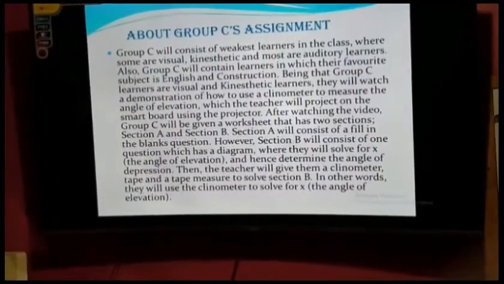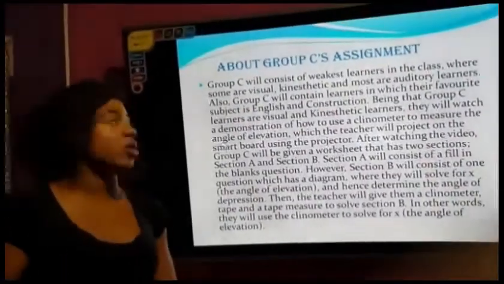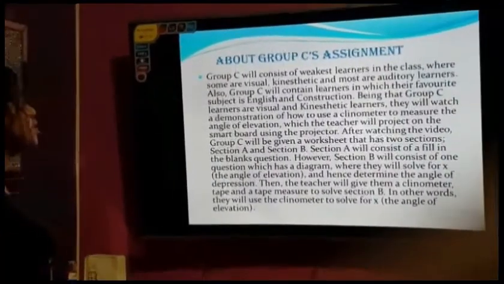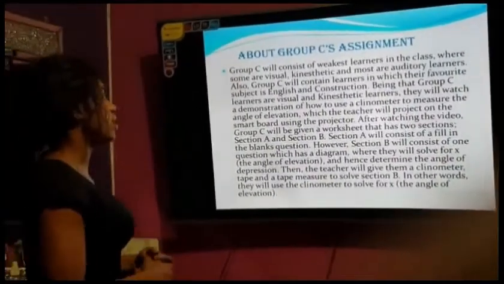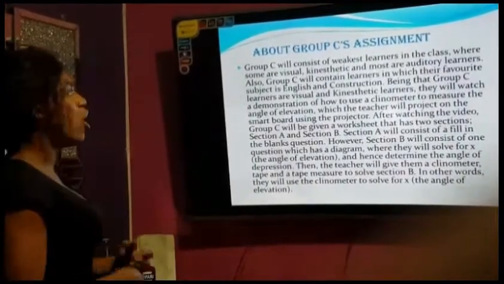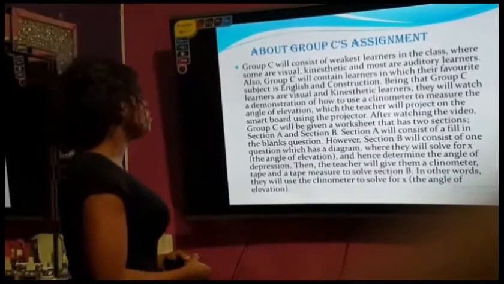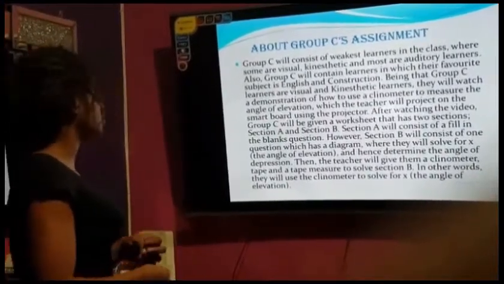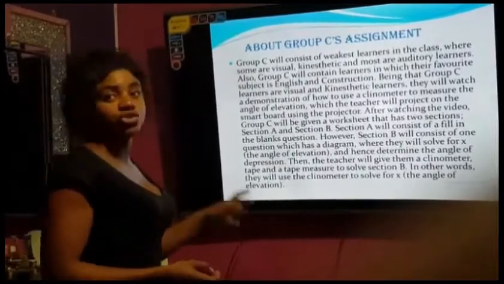Alright, so we're moving on to Group C's assignment now. Group C will consist of the weakest learners in the class, where some are visual, kinesthetic, and most are auditory learners. Also, Group C will contain learners whose favorite subjects are English and construction.